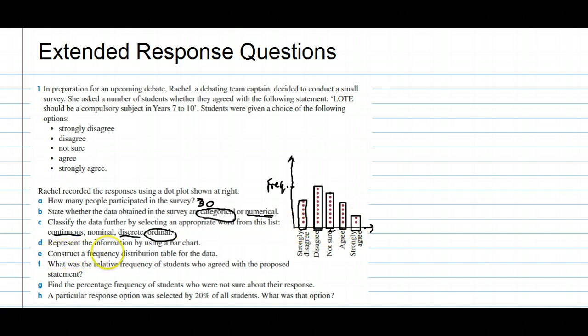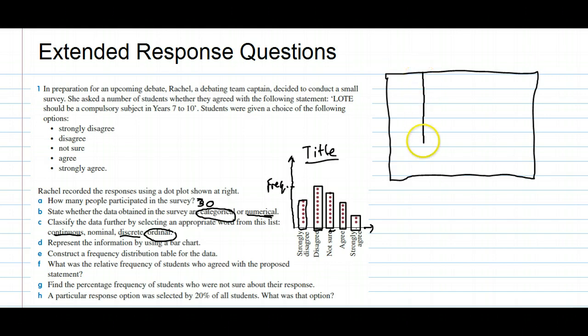In part E, construct a frequency distribution table for the data. We must have a title for the bar chart as well. So here's our table. The different categories are strongly disagree as the first one, disagree is the second one, then not sure is the third one, agree and strongly agree are our 5 categories.